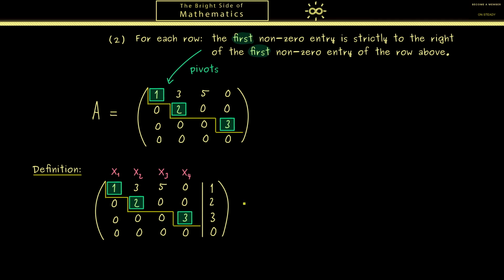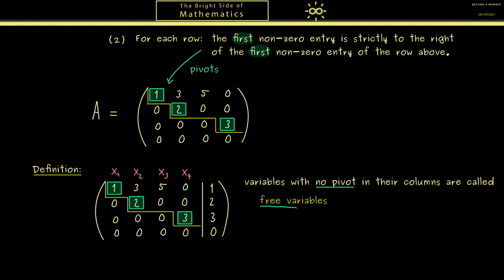Okay, but now we want to give these variables some special names depending on whether pivots occur in their column or not. So first we have the variables with no pivot in their respective columns. And these we now call the free variables of the system of linear equations. Hence, in our example we see there's only one free variable, namely x3. Because in all the other columns we find a pivot.